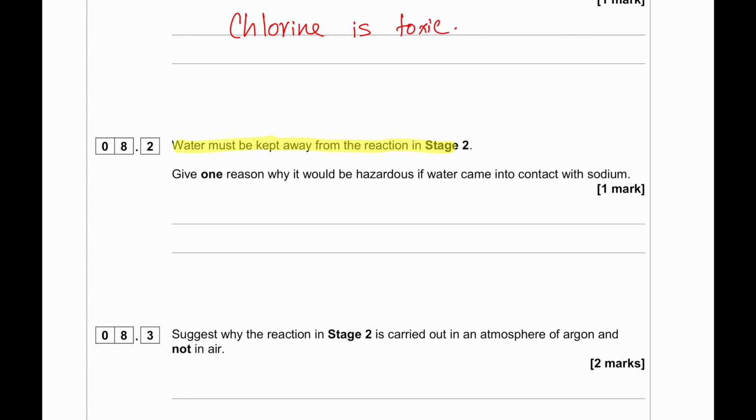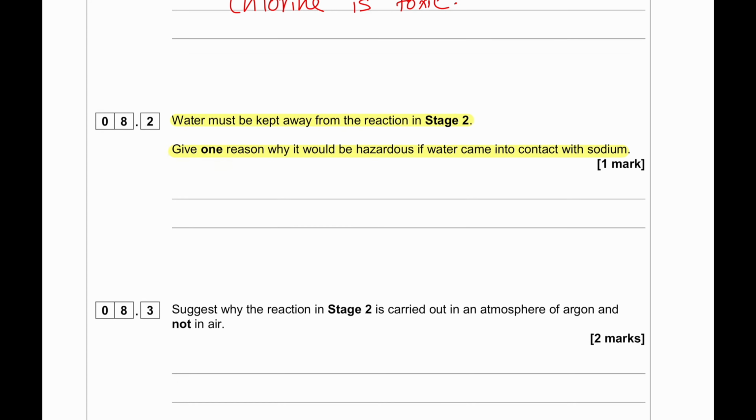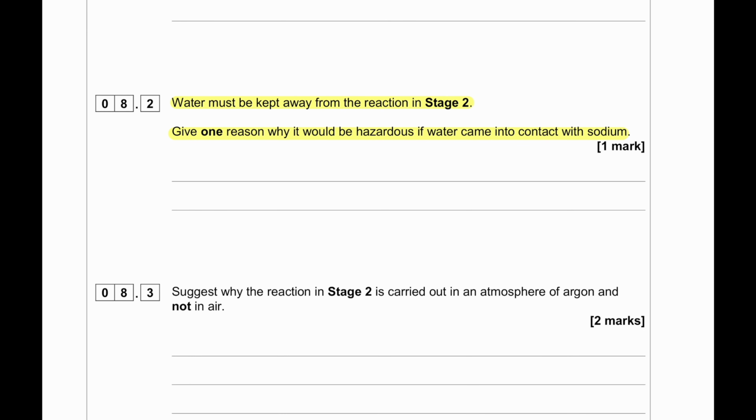Water must be kept away from the reaction in stage 2. Give one reason why it would be hazardous if water came in contact with sodium. We know that sodium reacts vigorously with water. It's a very exothermic reaction and produces a corrosive solution of sodium hydroxide. So we just need to write one of the points.